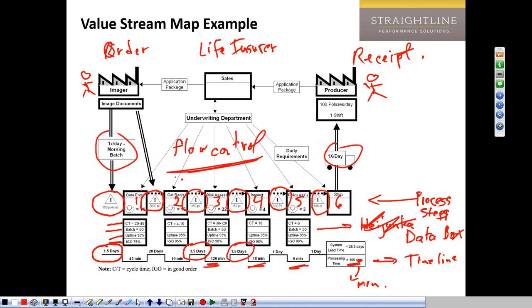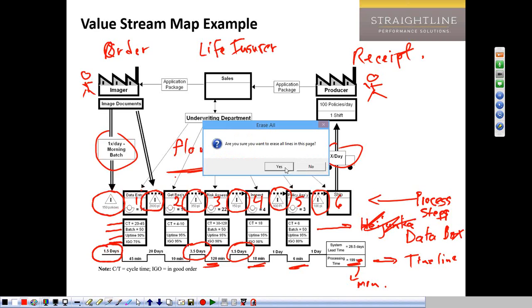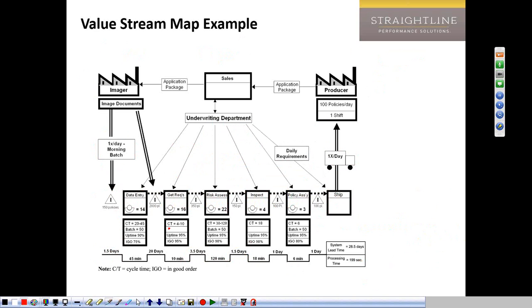Okay, so what do you use all this stuff for? I'm going to get rid of all of my red here now. What do you use all this stuff for? Well, for example, by the way, you do one for an as-is, and then you do a to-be.